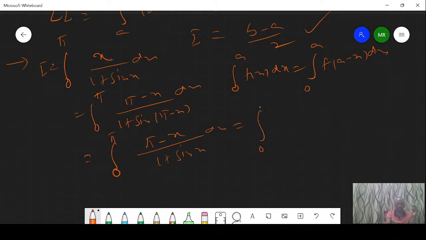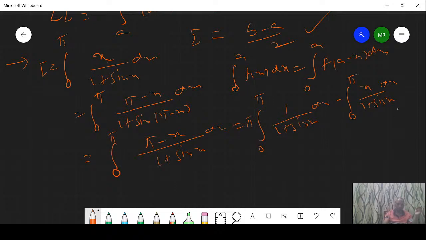I can split this integral from 0 to pi, this pi into 1 by 1 plus sine x. I can write minus integral 0 to pi x by 1 plus sine x dx. Sir, even I can add 1 and 2 also. Even I can do like this. Correct. Here the repetition is there.